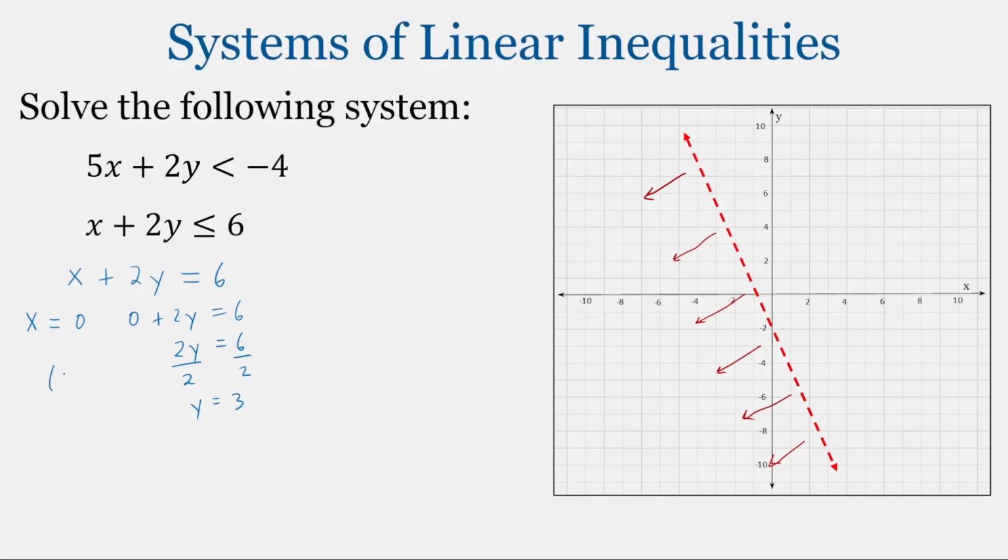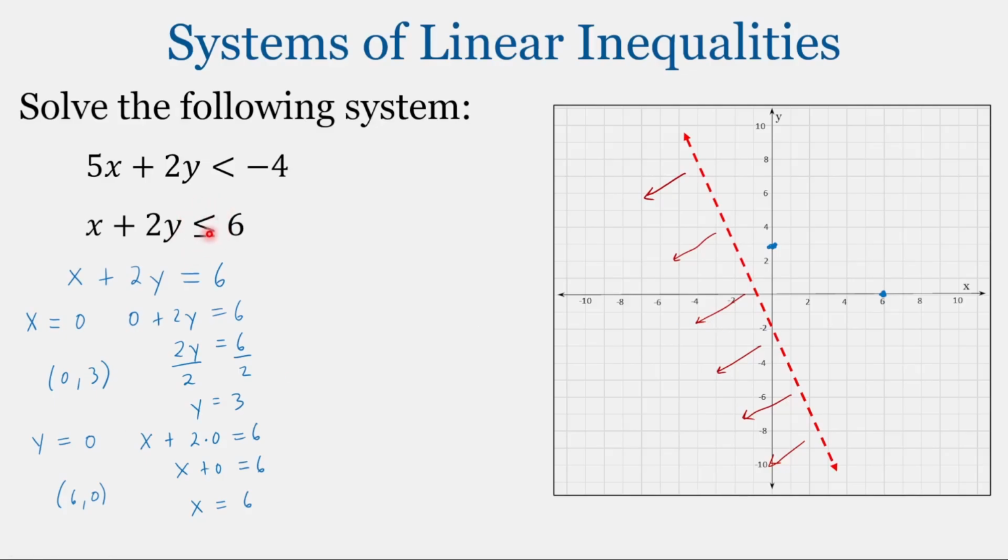So we have the ordered pair 0, 3. And so our y-intercept is 3. Setting y equal to 0 to find our x-intercept, we get x plus 2 times 0 equal to 6. This is x plus 0 equal to 6. So x is equal to 6. So we have the ordered pair 6, 0. And we're crossing the x-axis at 6. We have 2 points that are on this line.